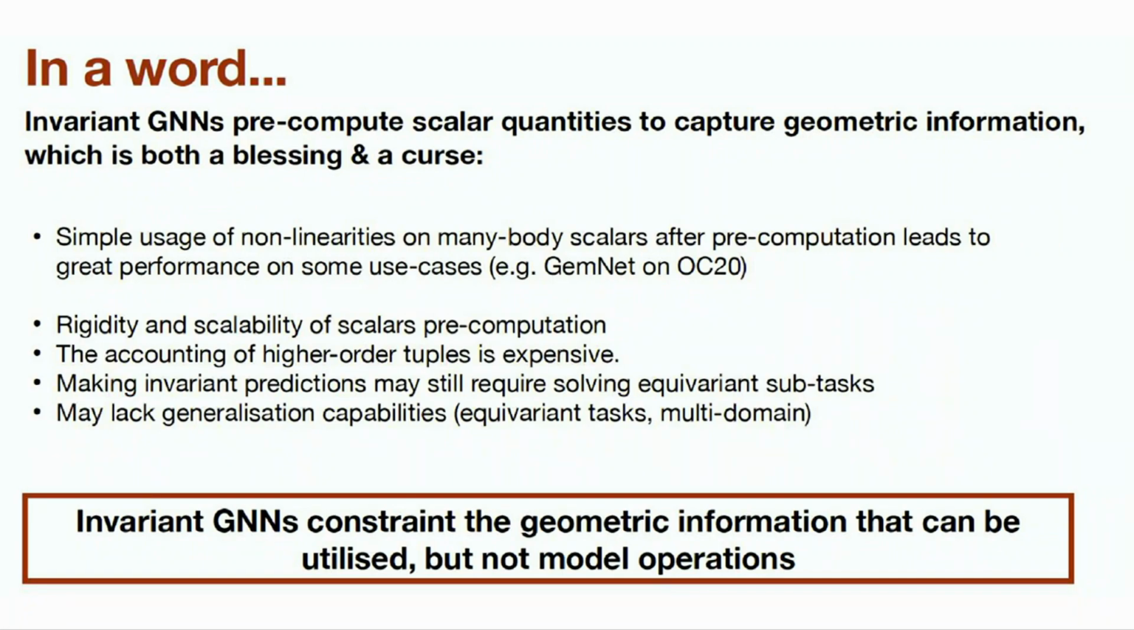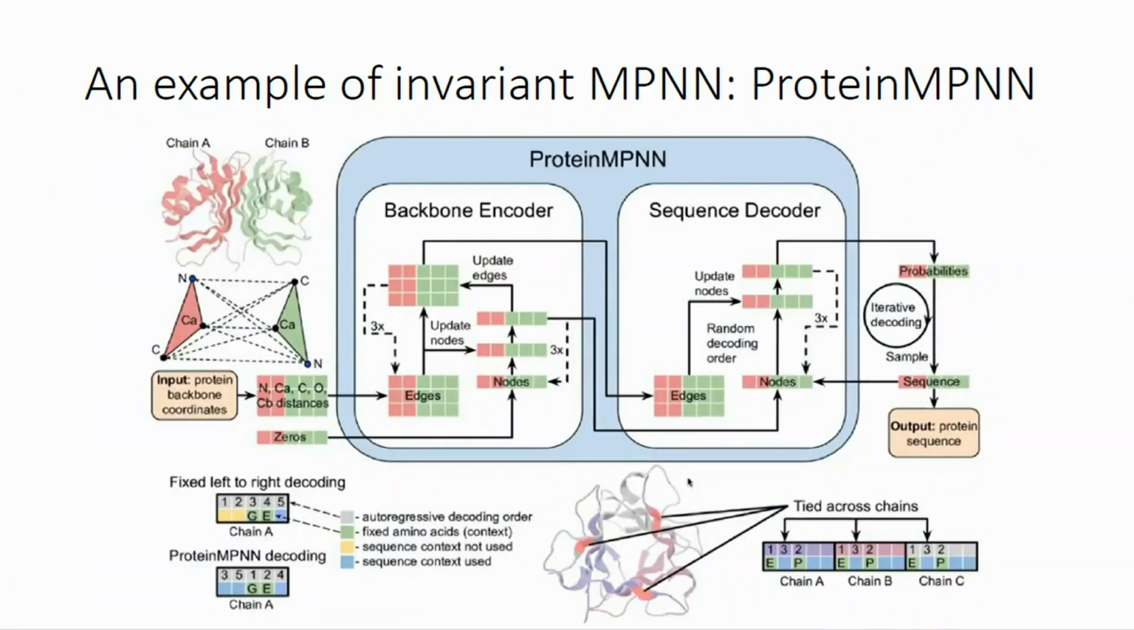neural networks. But before that, as I mentioned, the invariant architectures are very simple, and they're already very powerful tools for a lot of applications. And one such successful application is called ProteinMPNN, which is used to solve the inverse folding problem of the protein.